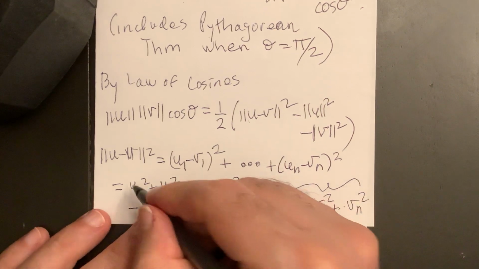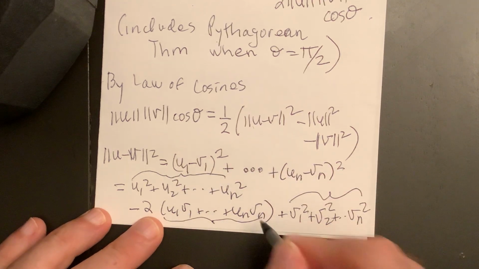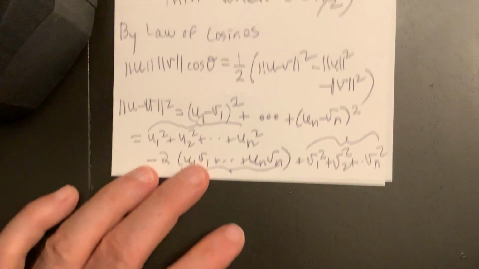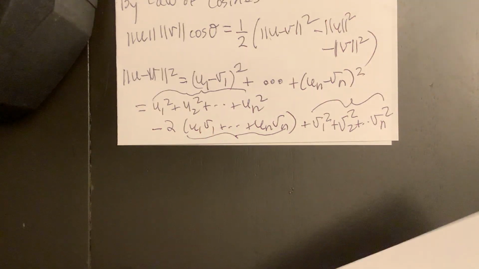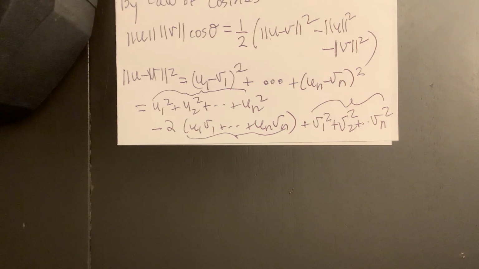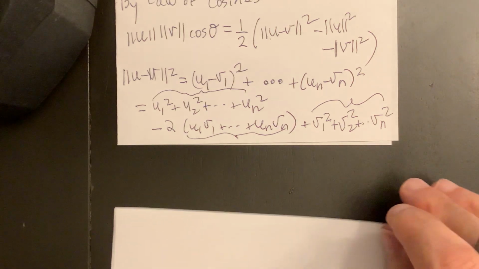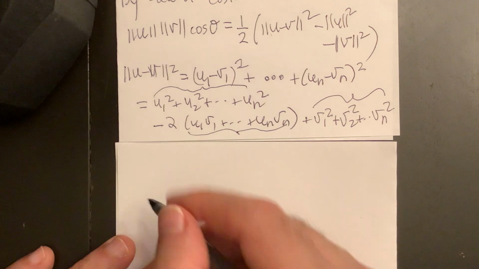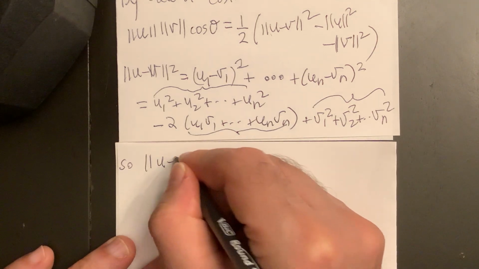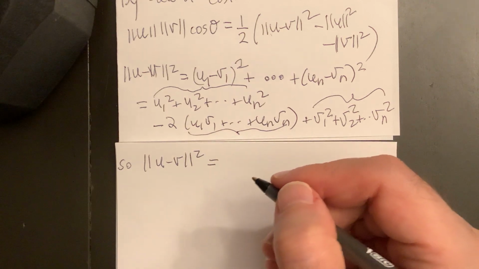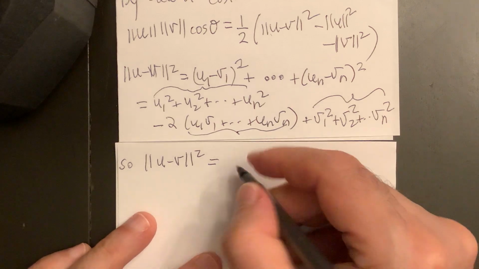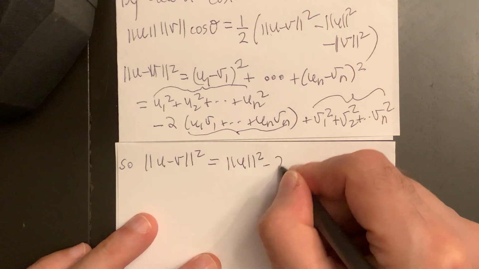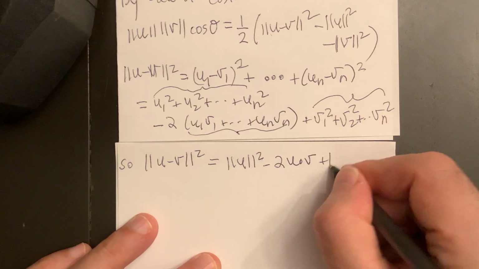So this and this you recognize, and this you recognize, right? Take a second to see what those are. And you see the first one is the length of u squared. The second one is the length of v squared. And this thing in the middle here is u dot v, right? So let's just recap: the length of u minus v squared is equal to the length of u squared minus 2 u dot v plus the length of v squared.